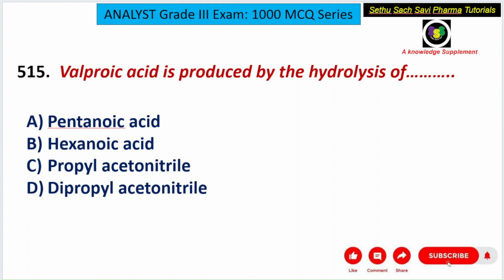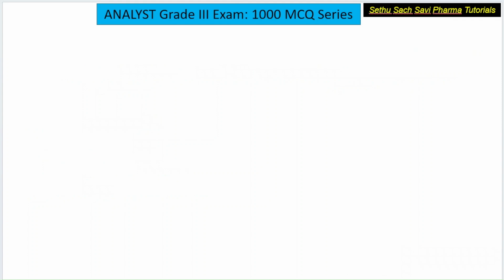So this question is from medicinal chemistry. Valproic acid. Valproic acid is produced by the hydrolysis of which compound? A. Pentanoic acid. B. Hexanoic acid. C. Propyl acetonitrile. D. Dipropyl acetonitrile. So first you need to know what valproic acid is. You know that valproic acid is an anti-epileptic drug. And what is it chemically?